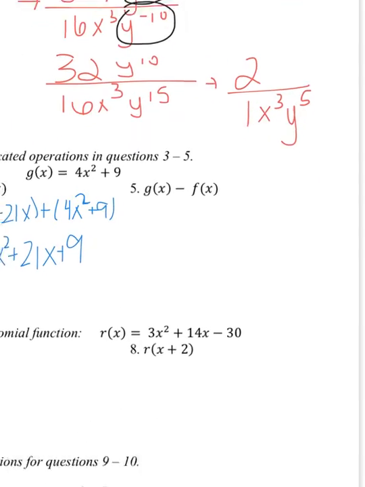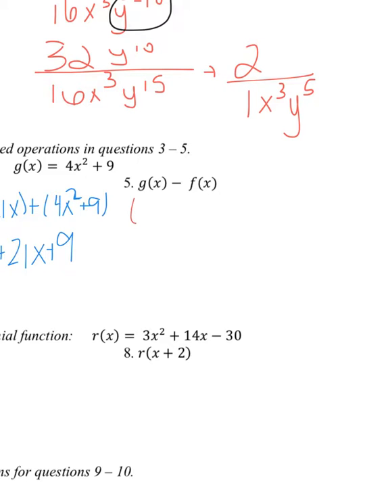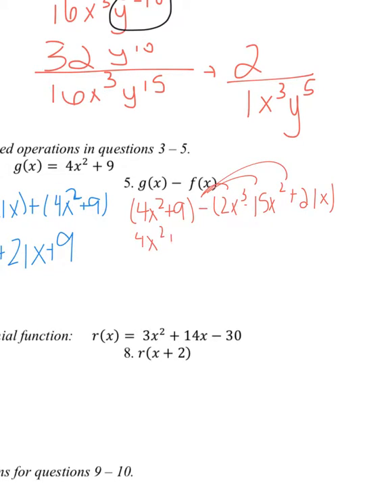And number 5, g of x minus f of x. So make sure, again, it's in the correct order. So this is going to be 4x squared plus 9 minus f of x. Again, put it in parentheses. That way you remember to distribute the negative. 2x to the third minus 15x squared plus 21x. So you're going to distribute the negative to everything that follows. So I'm going to rewrite this as 4x squared plus 9 minus 2x to the third plus 15x squared minus 21x. And then I combine like terms.